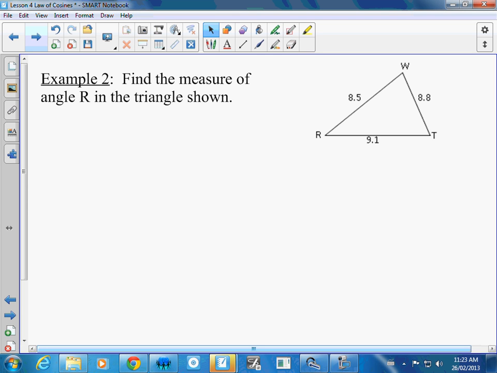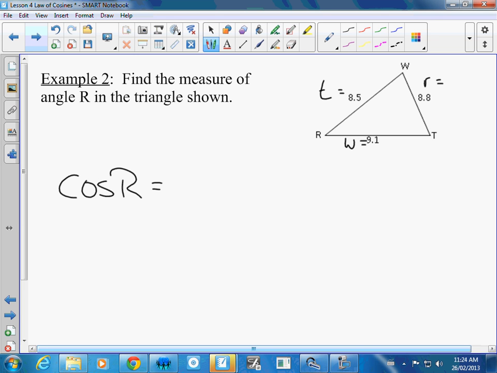Yes, it is. Now, we're looking for an angle, so this is the one with the numerator and the denominator, but we treat it exactly the same way. There's a triangle. What's the first thing we should do? Label it. What's this 9.1? Little w. What's this 8.8? Little r. And what's the 8.5? Little t. What are we looking for? Angle r. So we're looking for the cosine of r.